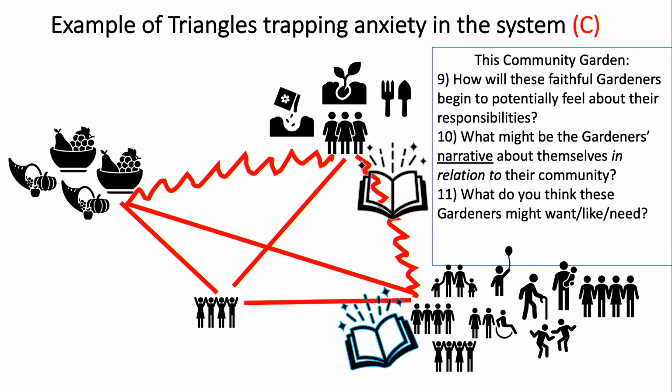Because not always do we share the distress we're experiencing with someone else. Sometimes we keep that secret, because we're worried what's going to happen if I share my distress, how the other people are going to respond. So what do you think these gardeners might want or need from this community? Any ideas? Help. Participation. Okay. What else? Appreciation. Good. What else?